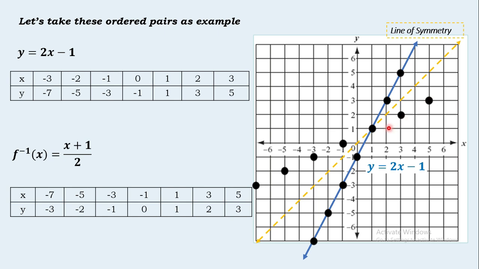So we will connect these points. This is now the graph of the function y equals x plus 1 over 2, or f inverse of x equals x plus 1 over 2. As you have observed, the blue is the graph of the original function and the red line is the graph of the inverse function. Indicated in the Cartesian plane is our line of symmetry. As I've said earlier, the graph of an inverse function is just a reflection of the graph of the original function. That's why we need to draw the line of symmetry.